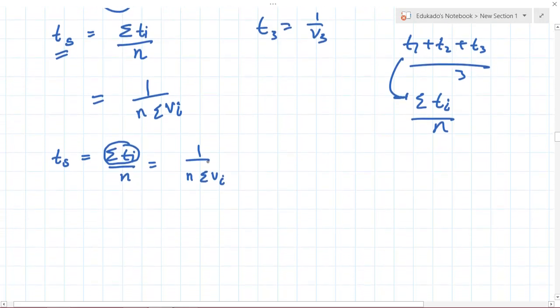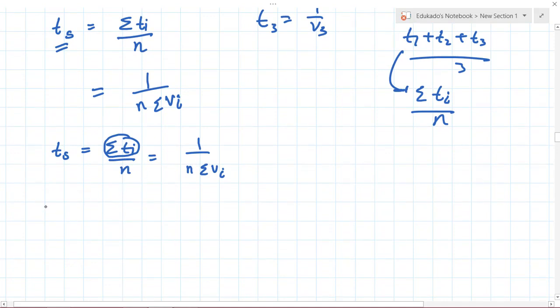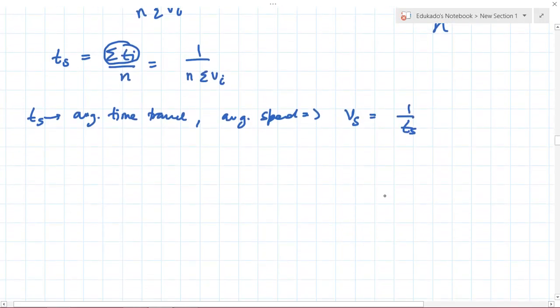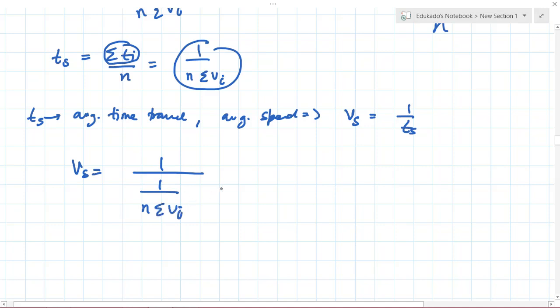Alright, so if Ts is the average time of travel, then I can calculate the average speed out of it. The average speed Vs is equal to 1 upon Ts. So Vs will be equal to 1 over the value of Ts, which will be taken from here and substituted in this part. So 1 upon n sigma Vi. This is what you will get.